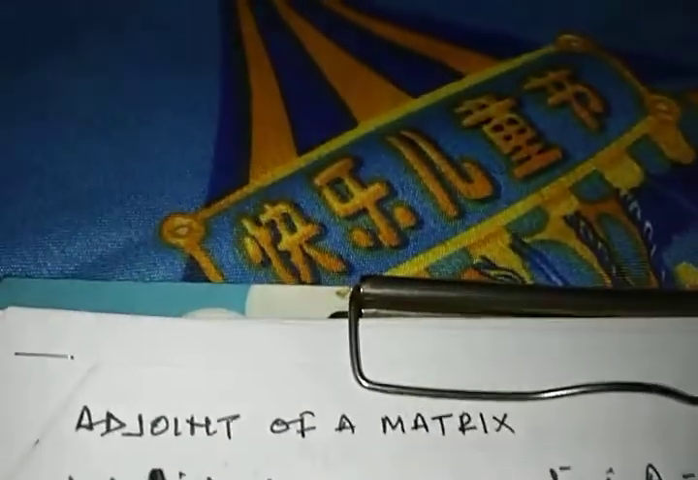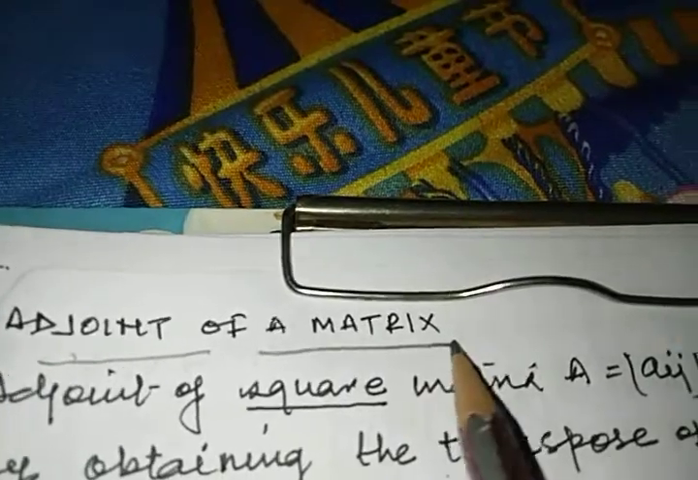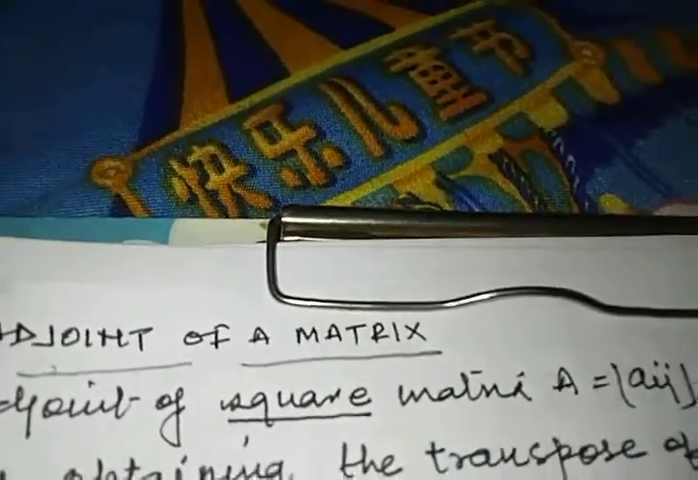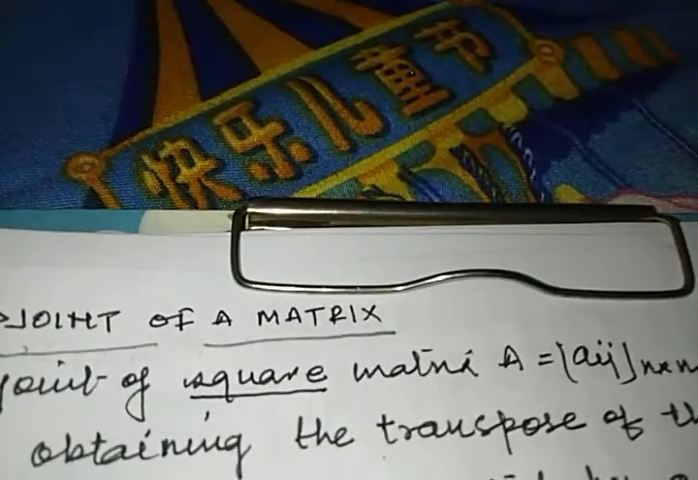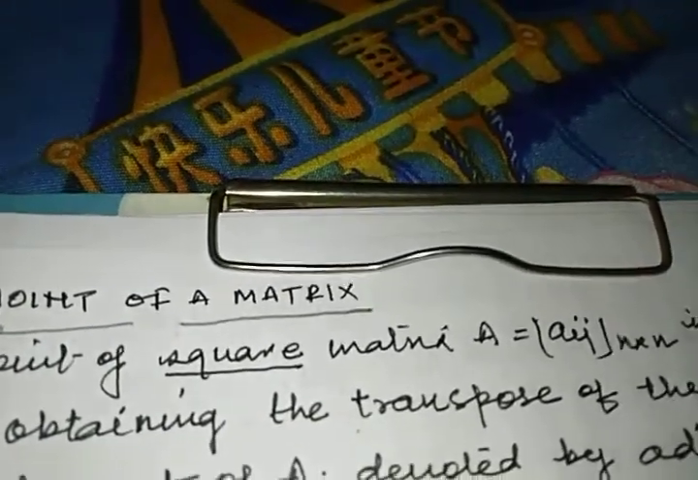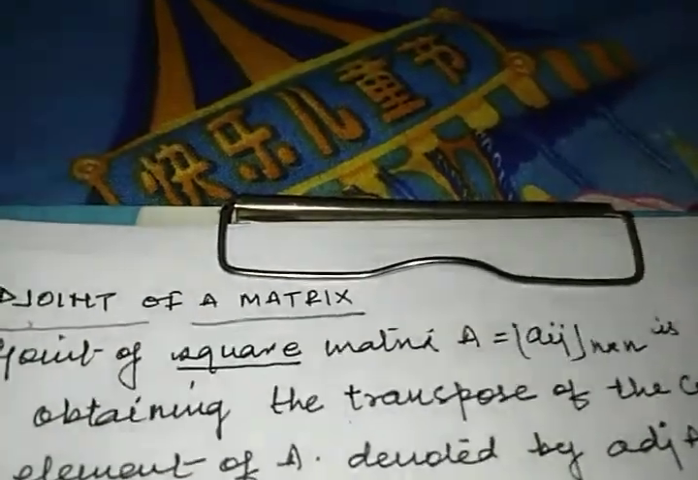Now the topic is adjoint of a matrix. Okay, adjoint of a matrix. For adjoint of a matrix, basically adjoint is the transpose of the cofactors of the given matrix.